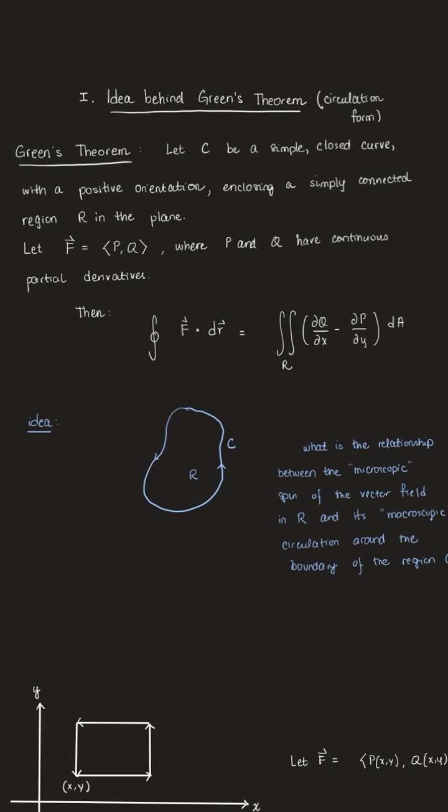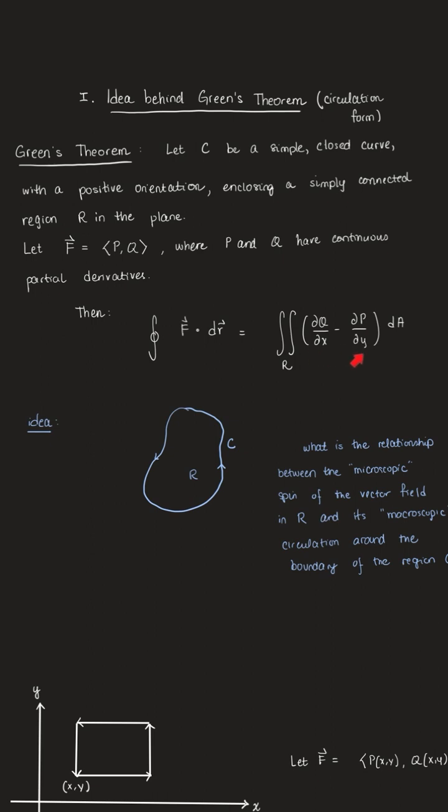We have some conditions on a curve. We want it to be a simple closed curve with a positive orientation, enclosing a simply connected region R in the plane. We also have a vector field whose components are P and Q, and both P and Q have continuous partial derivatives. And the statement of Green's theorem says that we can calculate the line integral using a double integral, and notice that the integrand here is the curl of the vector field.